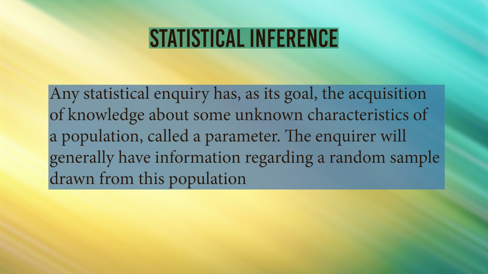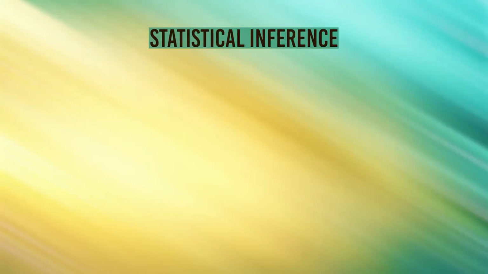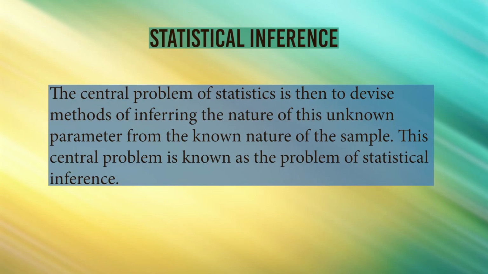The inquirer will generally have information regarding a random sample drawn from this population. That means the inquirer will not have information regarding the whole population, but the inquirer will have information regarding a part of it, to be specific, a representative part of it. The central problem of statistics is then to work out methods of inferring the nature of this unknown parameter from the known nature of the sample. This is the basic problem. This is the central problem of statistical inference.